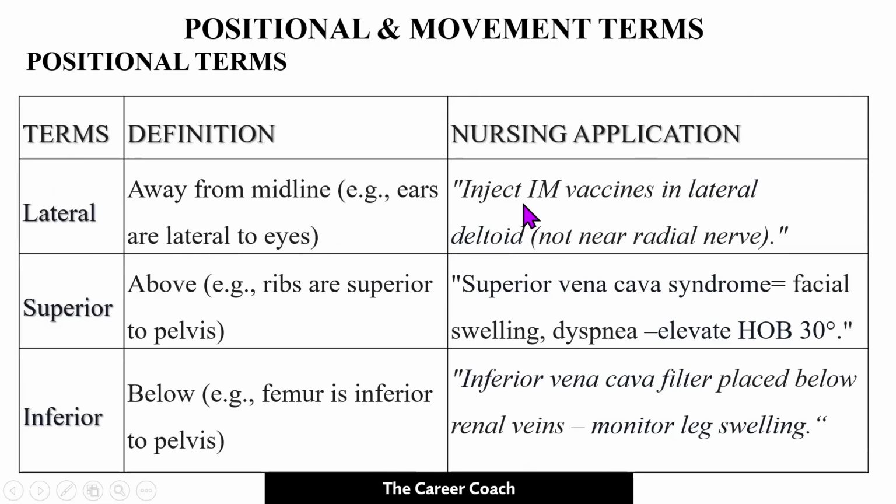Nursing application. Inject intramuscular vaccines in the lateral deltoid, not near the radial nerve. The next one is superior. Superior means above. Example, the ribs are superior to the pelvis. It's applied in nursing relevance with regards to inferior vena cava filters. Inferior vena cava filters are placed below the renal vein. There is therefore need to monitor leg swelling.